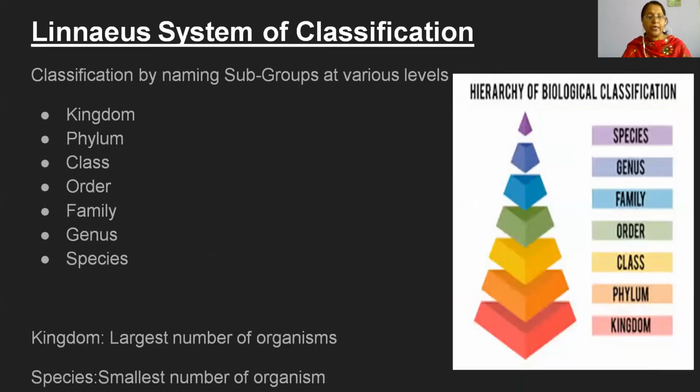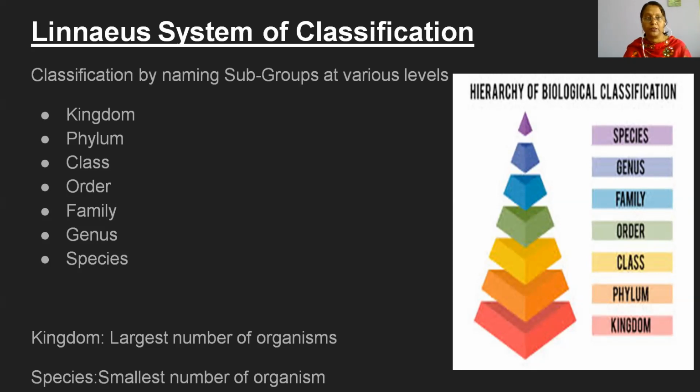Now, further classification is done by naming the subgroups at various levels. And this is known as the linear system of classification. In this system, the different levels are kingdom, phylum, class, order, family, genus, and species. By arranging organisms on the basis of hierarchy of characteristics into smaller and smaller groups, we arrive at the basic unit of classification that is called species.